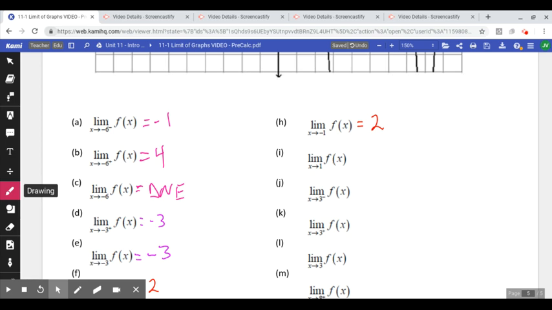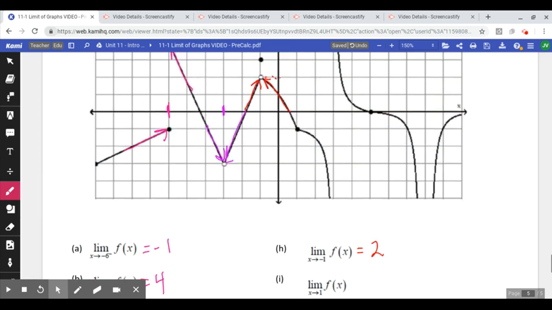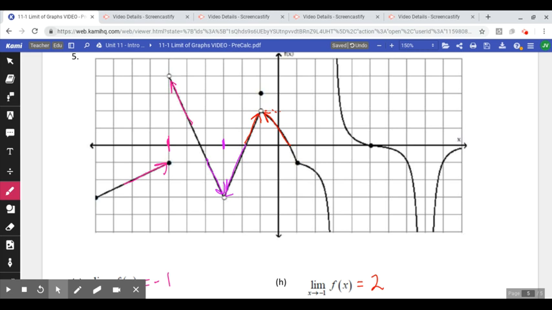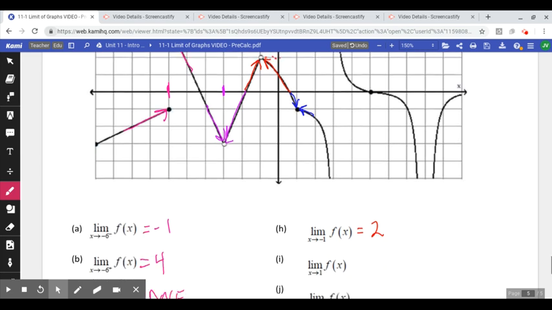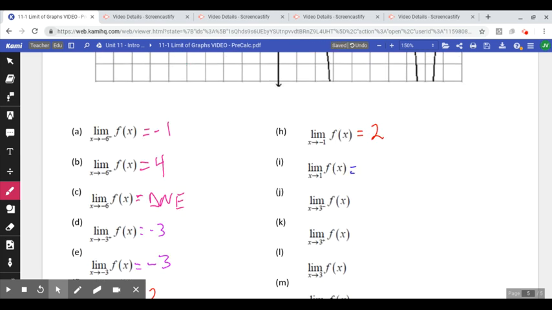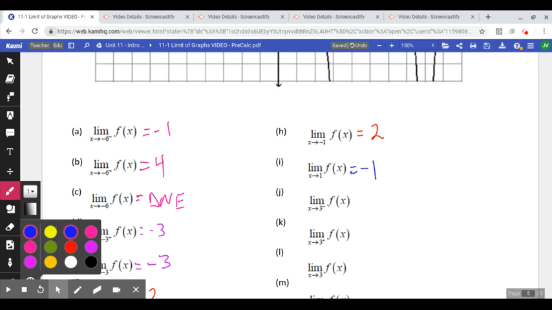Let's take a look at x approaches 1 now. That's letter I, or part I. So we're going to go here to 1, and it looks like this function is actually continuous here at 1. So the limit from the left and the right are the same. And that means that that two-sided limit will be the same value for y, which happens to be -1. And now we're going to investigate 3.